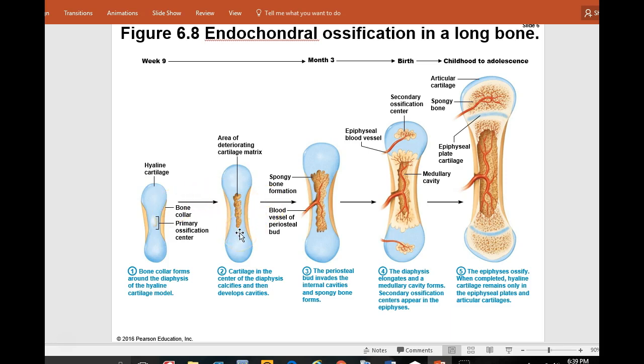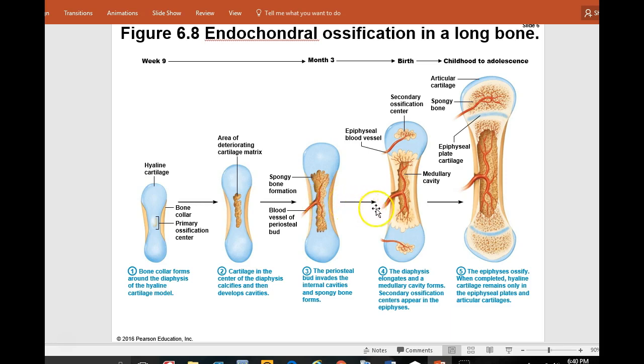Next, we start forming the medullary cavity. So the cartilage again is going to break down similarly to the way it did before, and then osteoblasts will start to come into this area and start making the medullary cavity where we're going to get invasion of what's called a periosteal bud. And the periosteal bud contains a blood supply, and it contains nerves, some lymphatic supply as well to drain excess fluid that may be accumulating.